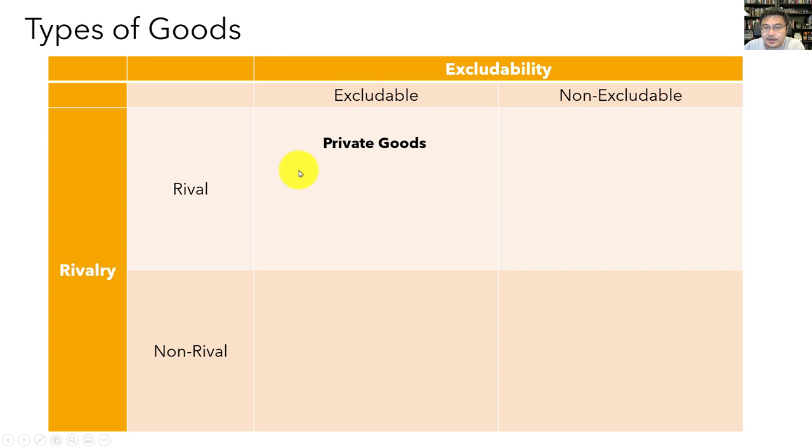We already talked about hamburgers, but computers are a private good because they're excludable and rival. Auto insurance is a private good because it's excludable and rival. And one thing that we learned from our previous analysis of markets is that competitive markets work pretty well to allocate private goods efficiently. In fact, in all of the analysis that we did up to this point, we have assumed that the market was a market for a private good.